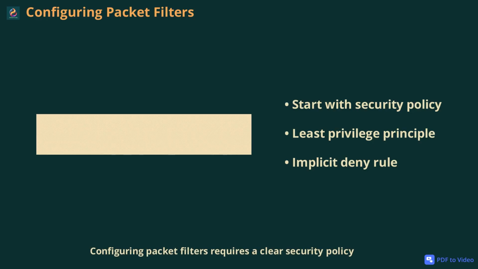Configuring packet filters requires a clear security policy and adherence to the principle of least privilege. Administrators should start by allowing only necessary traffic and eliminating any services that are not needed. Each rule set is typically followed by an implicit rule that denies all traffic not explicitly permitted. This approach minimizes the attack surface and ensures that only authorized communications are allowed through the firewall.